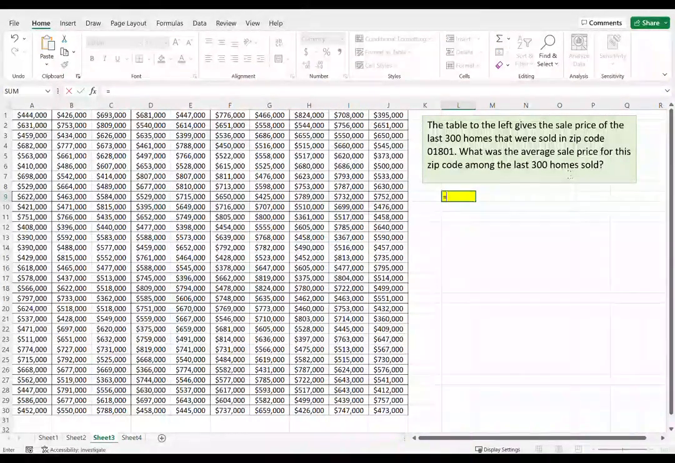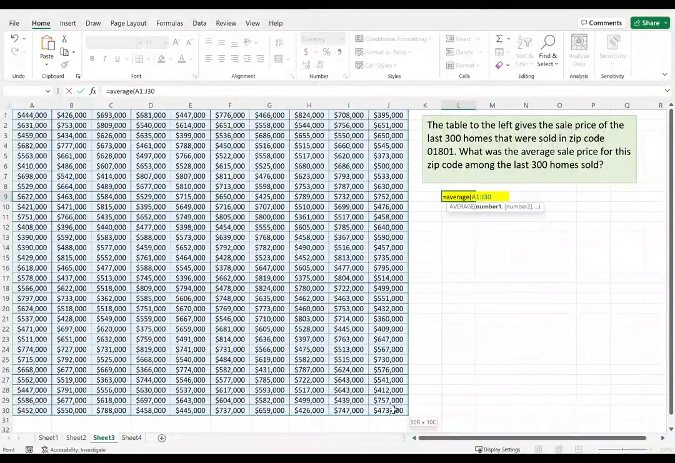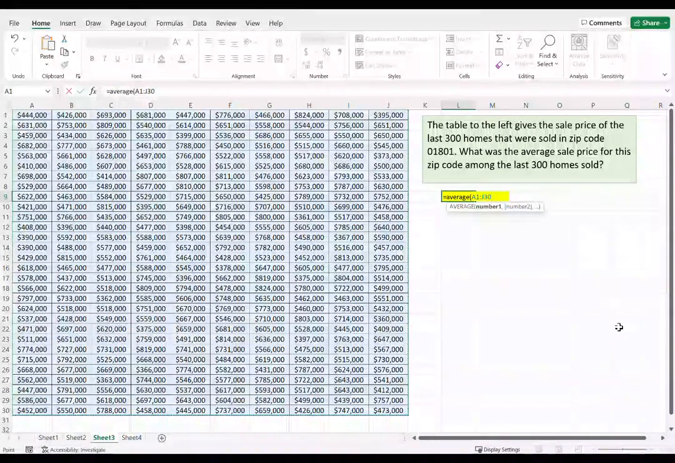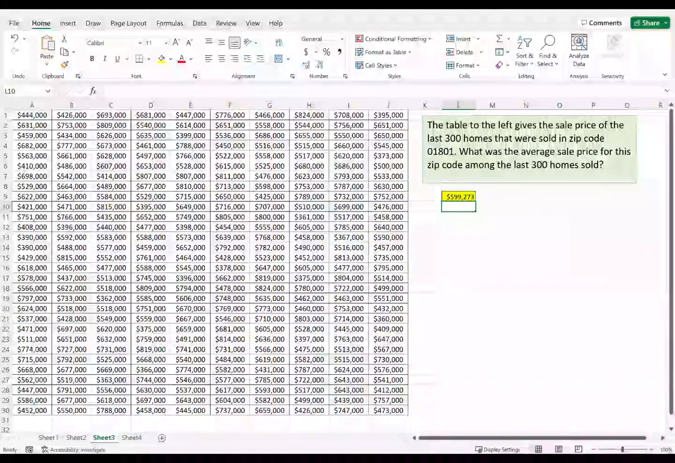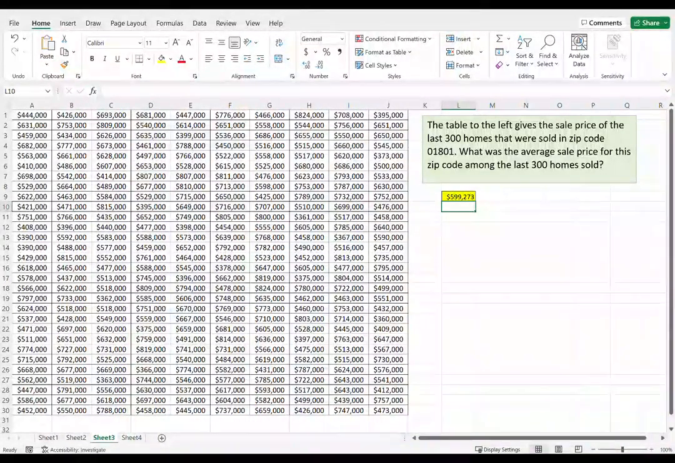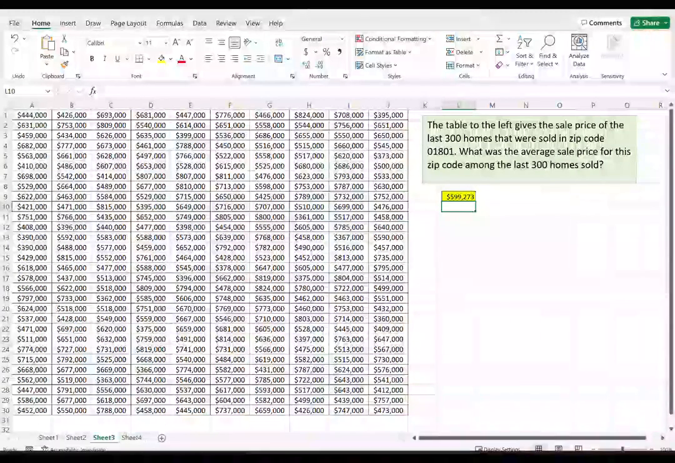But if we want the average, it doesn't matter if it's 12 numbers or 300 numbers. I'm going to use the Excel function equal average, and I'm just going to highlight the data, A1 to J30. And there you go, 599,273. The larger the data set, the more time it will take you on a calculator. But that doesn't apply to Excel or any other software that's even made for statistics. Again, Excel is not necessarily a statistics program, but it's a program that's very useful for statistics.